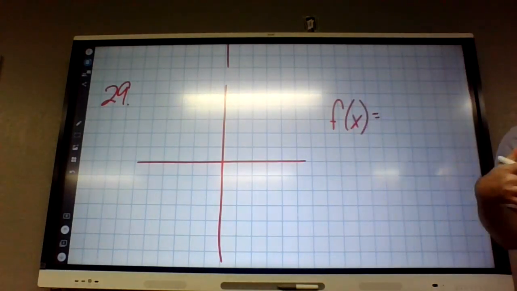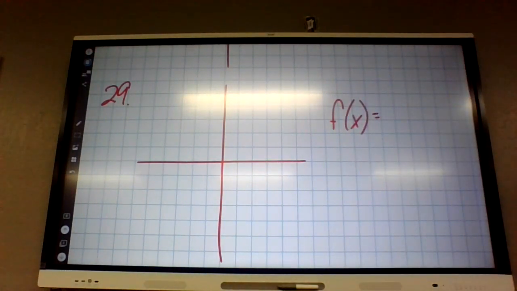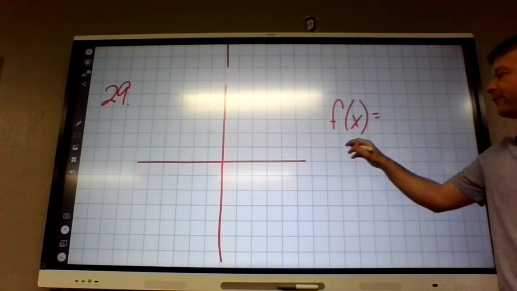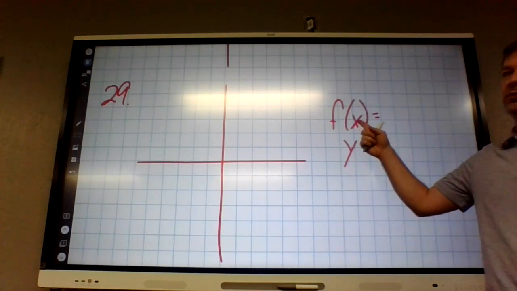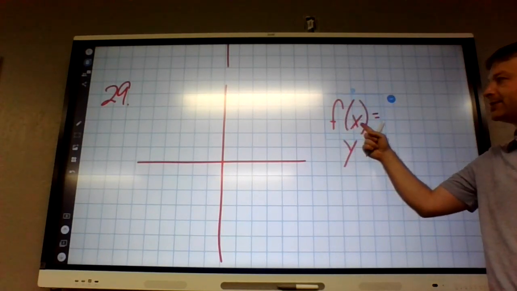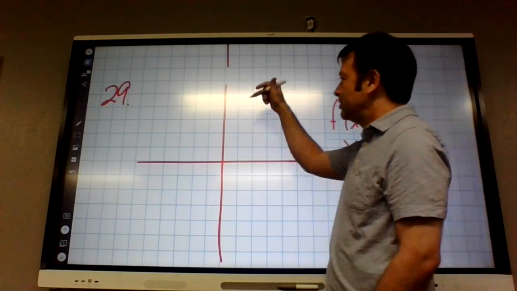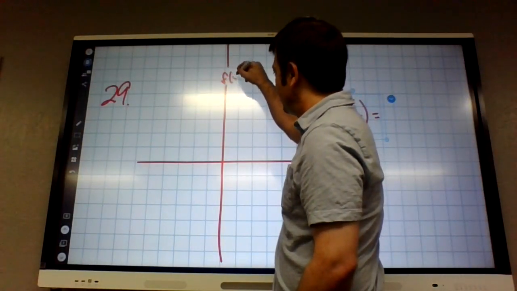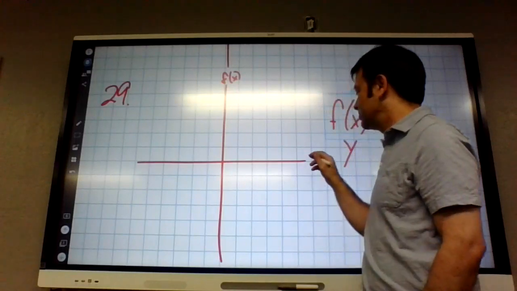When it says f of x equals, that's like saying y equals, okay? That's interchangeable for y. So f of x is basically one variable. The whole thing is just one. It just means that the f value depends on x. So the y-axis is kind of like the f of x axis, same thing.